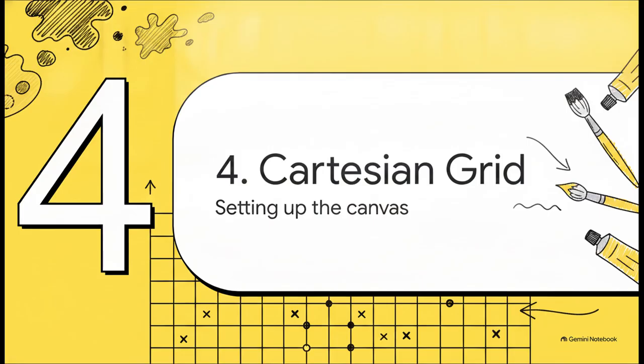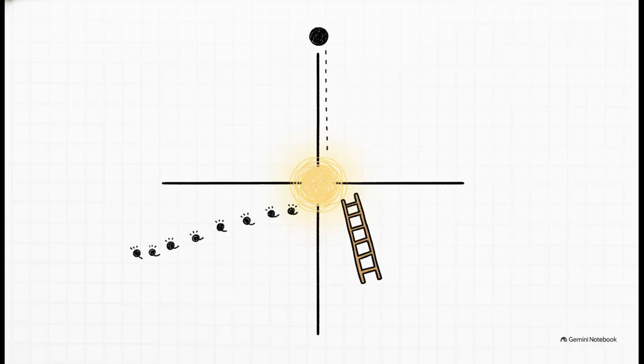Which brings us to step 4, the Cartesian grid. We've mixed our paint, so now we need our canvas. Picture a grand cross perfectly centered on your page. That horizontal line running left to right, that's your x-axis. The vertical one, running straight up and down, is your y-axis. Right in the absolute center where they cross is the origin, sitting perfectly at coordinate 0, 0.